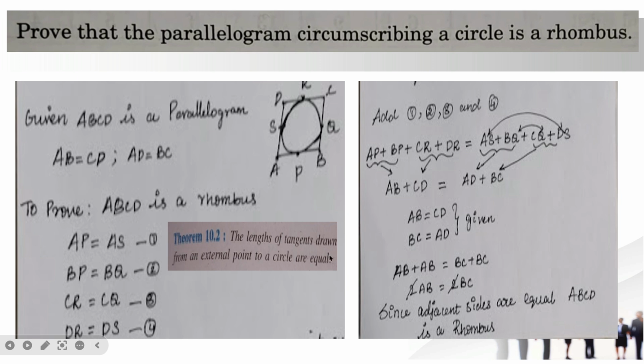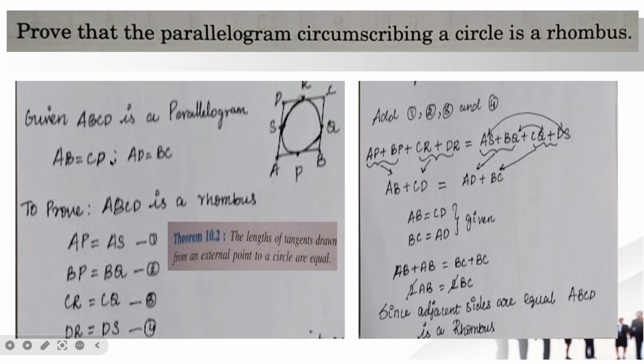Now add all these equations: all the left hand sides on one side, and all the right hand sides on the other side. We are having AP plus BP, which is equal to the AB side. Next CR plus DR, which is equal to the CD side. And then AS and DS equate to the AD side. BQ and CQ equate to the BC side.